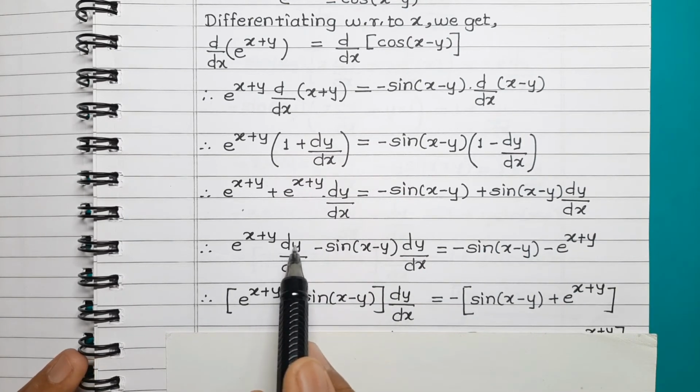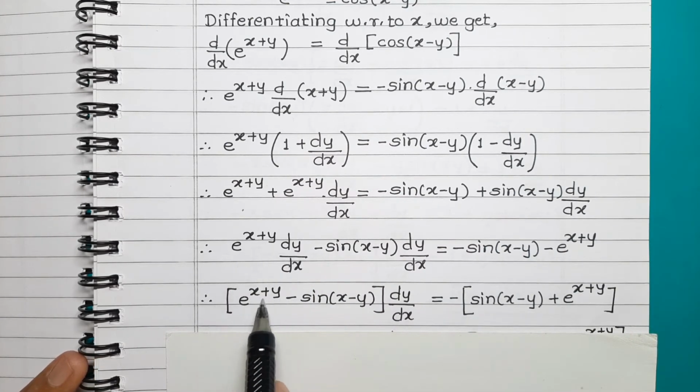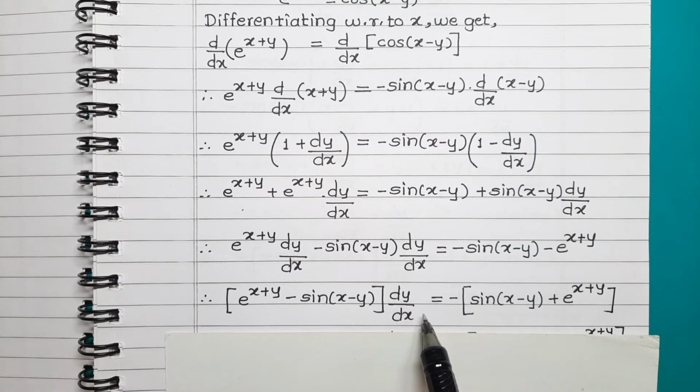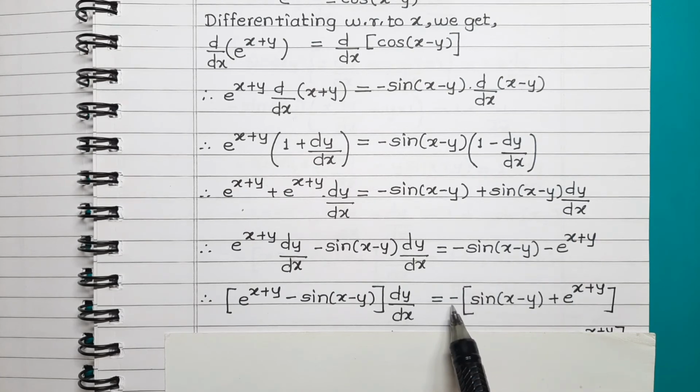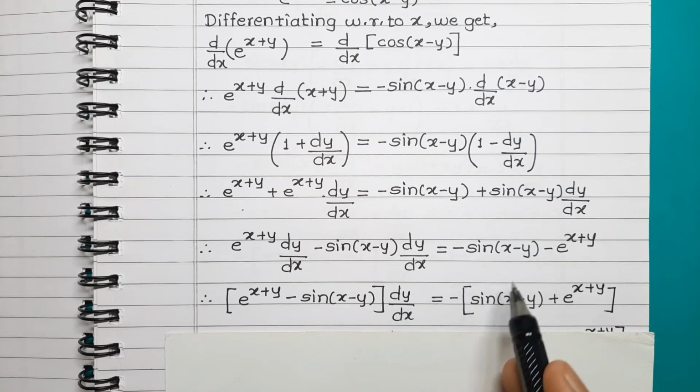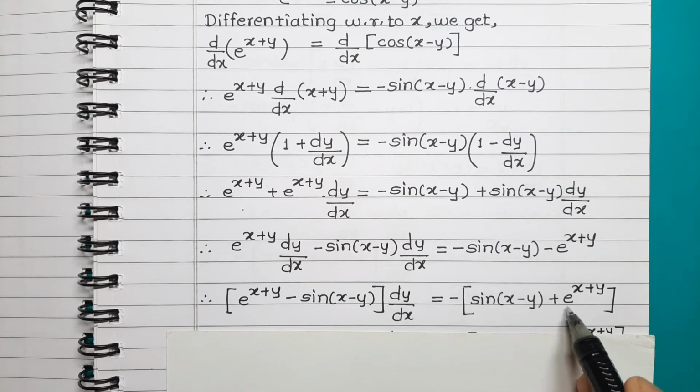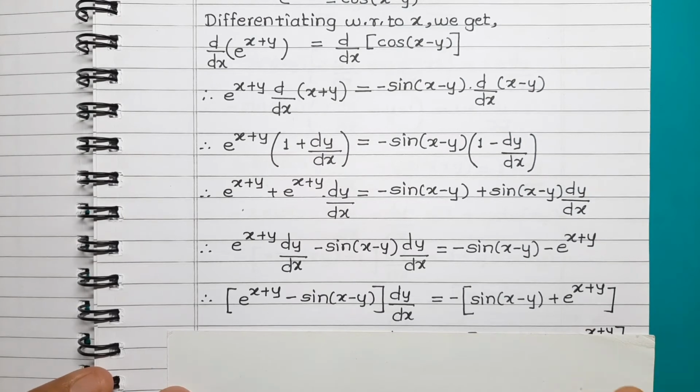See, by taking dy by dx, here we have e raised to x plus y and here minus sine x minus y into dy by dx, which we have taken common, is equal to, on RHS, let's take this minus sign common to obtain this bracket containing sine x minus y plus e raised to x plus y. Okay, now we have to find out dy by dx.